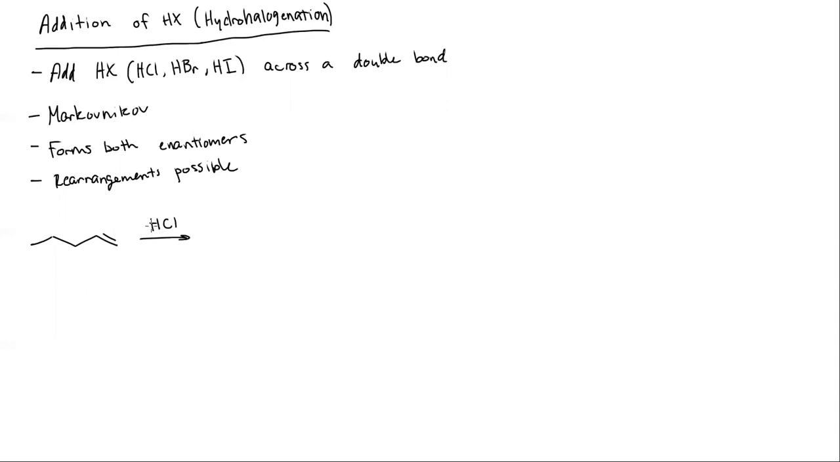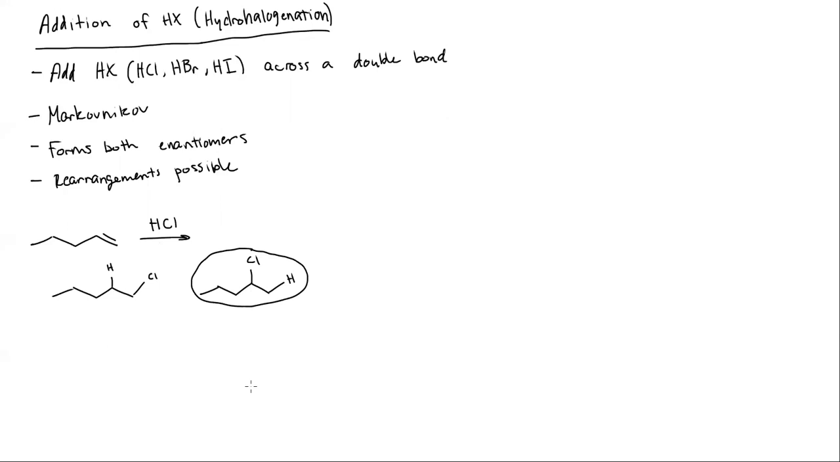Now you're probably wondering, where does hydrogen go and where does chlorine go? Because in theory, I could add hydrogen here and chlorine here, or I could do the opposite, I could add chlorine here and hydrogen here. So which one of these is right? Well, it turns out that this one is right. And the reason is Markovnikov's rule. So that's what I mean whenever I say that this is a Markovnikov reaction.